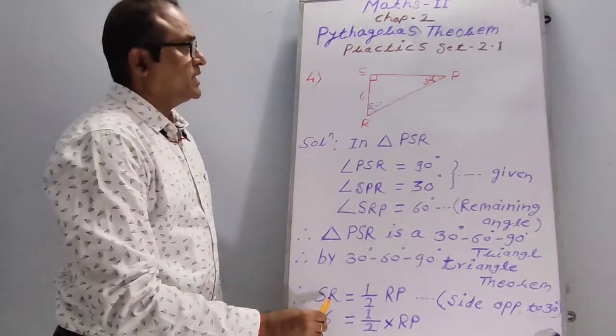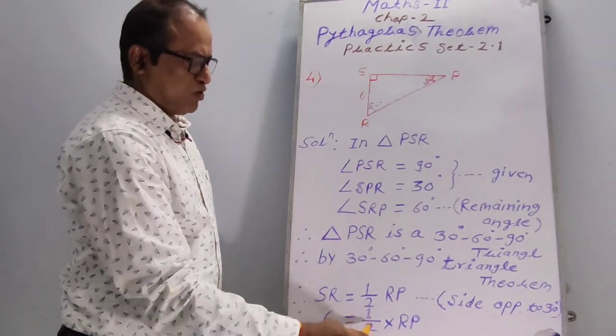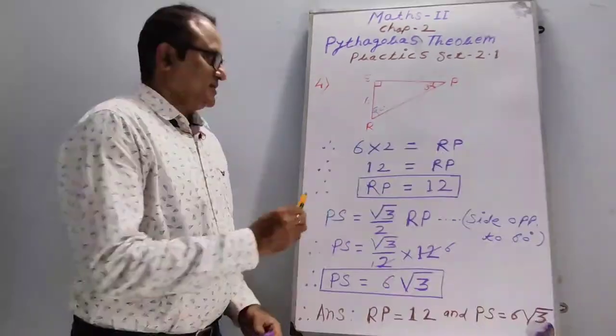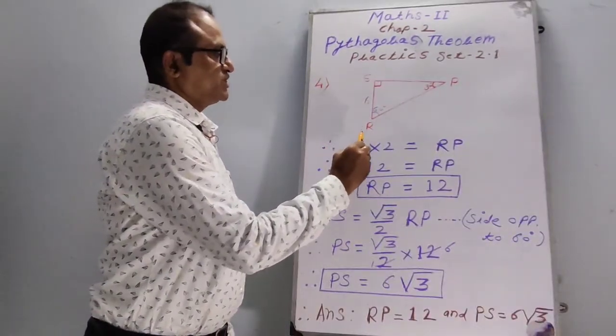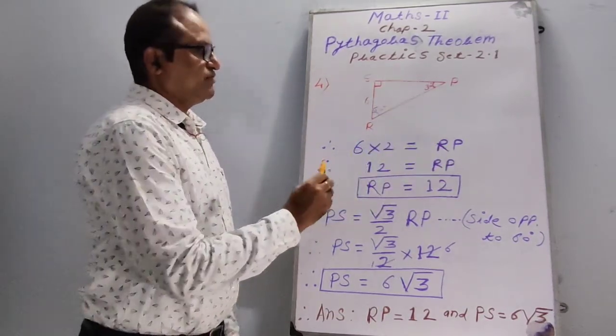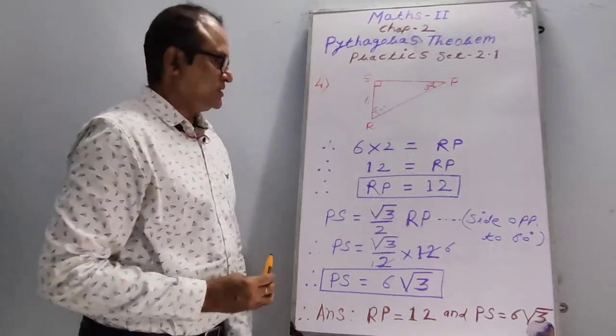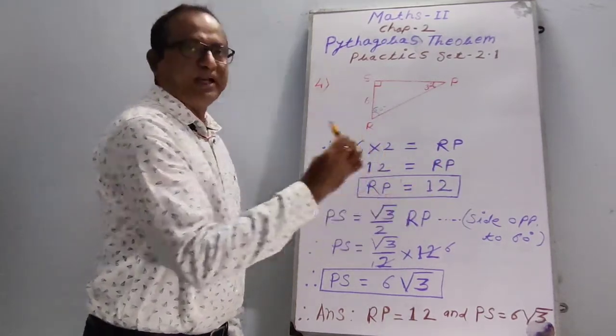Therefore, SR value is 6. Therefore, 6 is equal to 1 upon 2 into RP. Next step, cross multiplication. 6 into 2 is equal to RP. Therefore, 6 into 2 is 12. 12 is equal to RP. Therefore, RP is equal to 12.